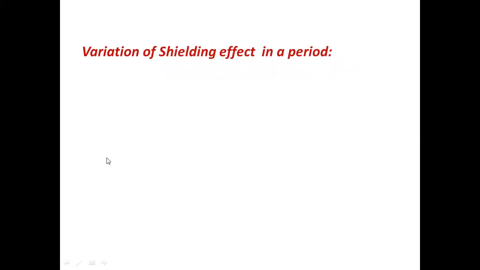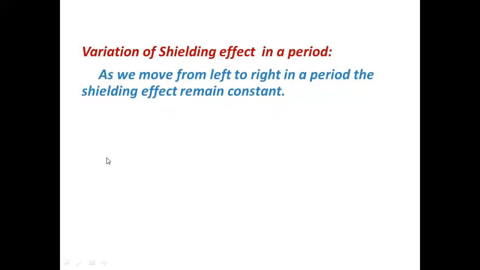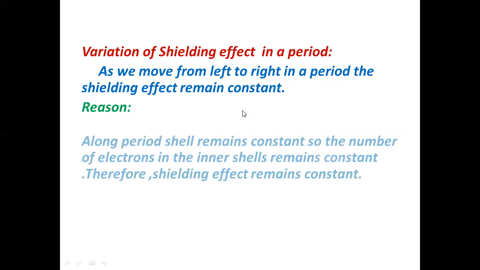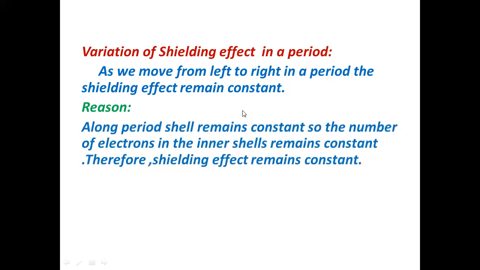Variation of shielding effect in a period. I told you that the horizontal rows in periodic table are called periods, and when you move from left to right in a period, the shielding effect remains constant. Why does shielding effect remain constant? Reason is that along a period, shell remains constant.